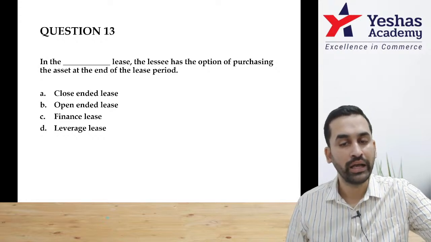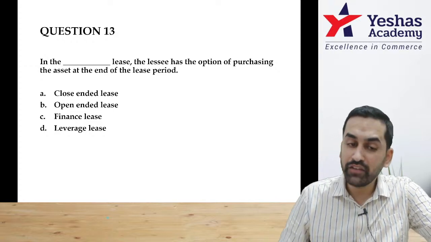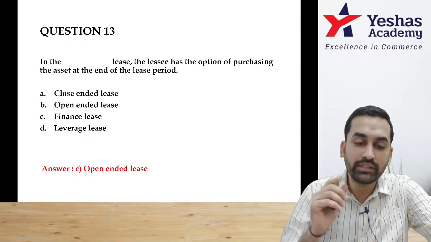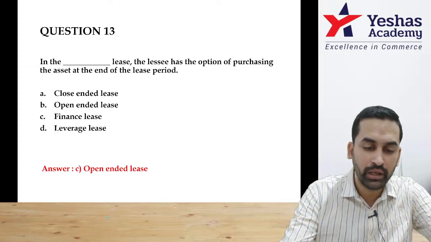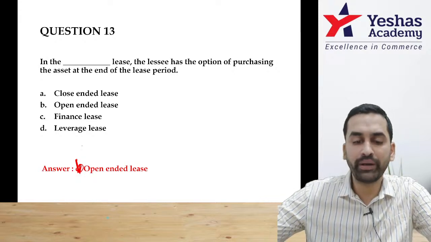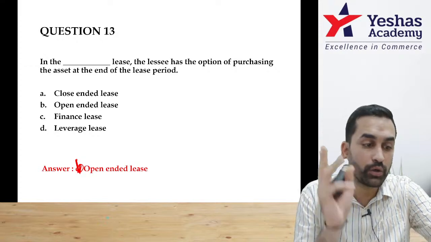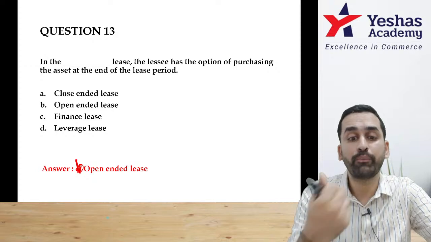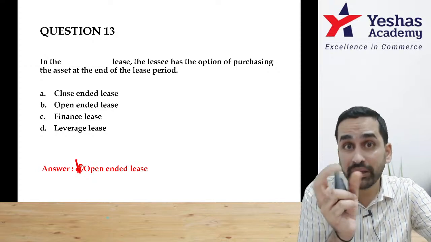It says what? The lessee has the option of purchasing the asset. If there is an option of purchasing the asset at the end of the lease, that means it should be an open-ended lease. Option B. It should be open-ended lease. What is the meaning of open-ended lease? I am giving an asset to you today, but we are keeping the option open. Once the lease period is over, you as a lessee can pay me some lump sum amount and I am ready to sell it. We are keeping that option open.